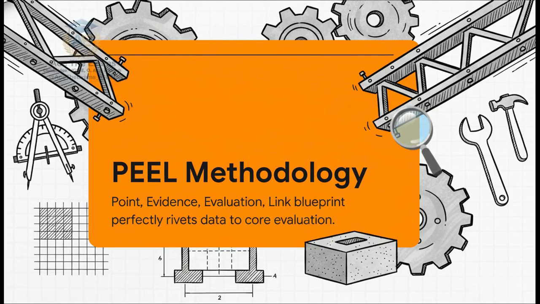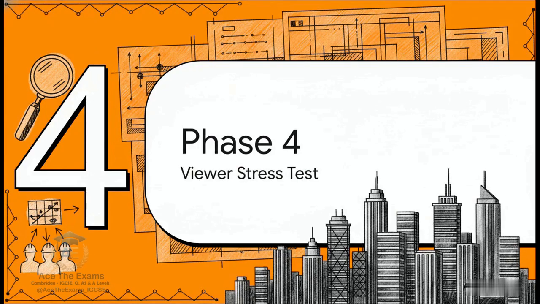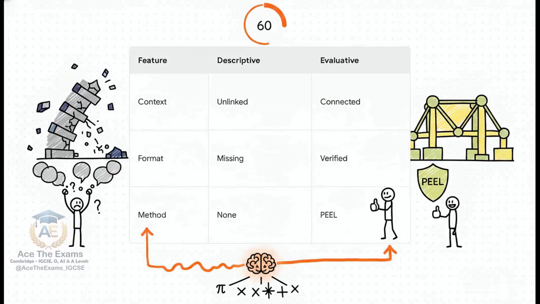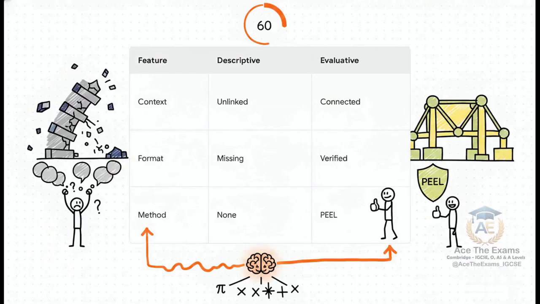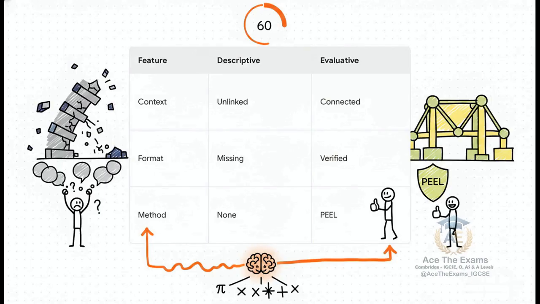It's not going anywhere. All right, phase 4, the viewer's stress test. It is time for a live site safety audit, and you are the inspector. Let's analyze the blueprint matrix. On one side, we have a purely descriptive structure. This is unlinked context, missing procedural algebra, basically an imminent collapse waiting to happen. On the other side, we have the evaluative structure. This uses our PEEL methodology, strictly connected math, and verified presentation.